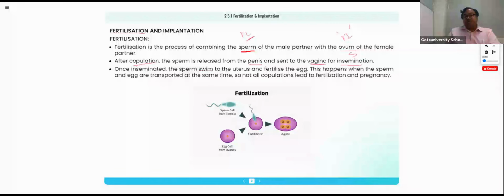Sperm swims because of what particular structure? Sperm tail. The sperm tail makes the sperm swim. Some students write floating, some write swimming, some write moving. So we need to write swimming because of the tail structure. In the last class, I narrated the swimming apparatus.